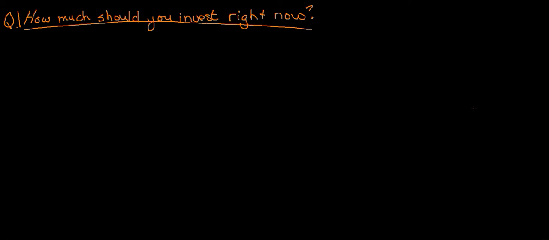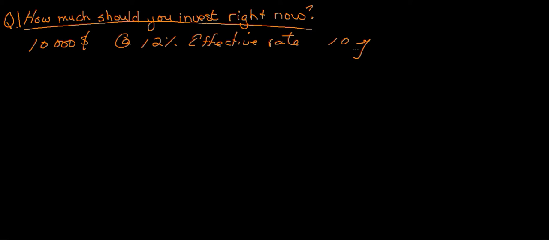Question number 1 in the series of how to get straight A's in financial management. So let's look at this example. How much money should you invest right now to get a certain amount in the future? Say you want to have $10,000 in the future and you're able to get a 12% effective rate of return per year, and you are going to invest for 10 years.